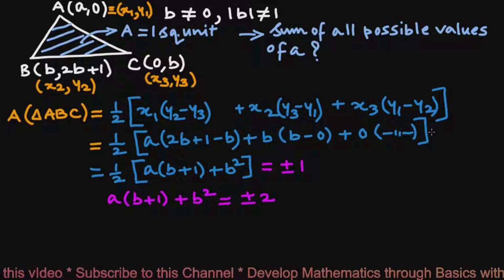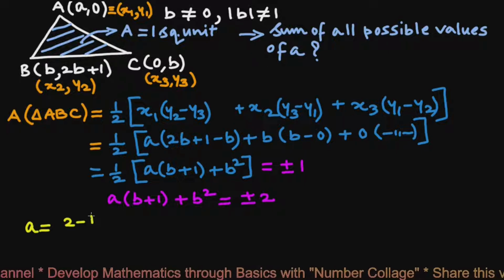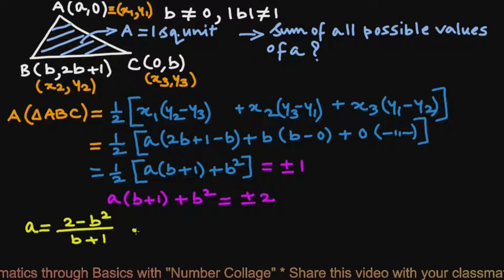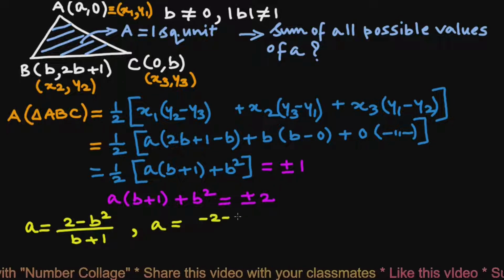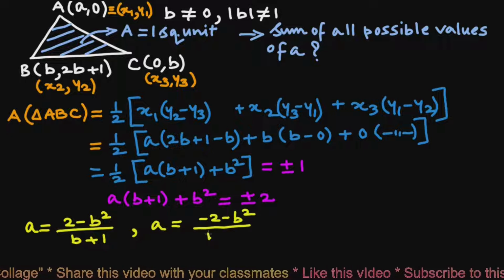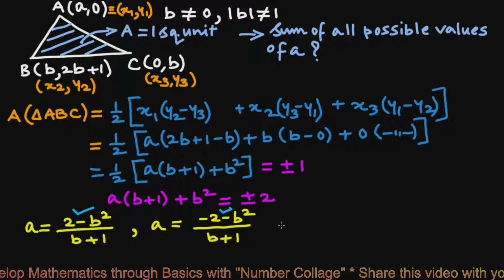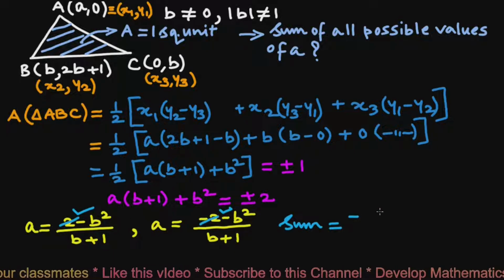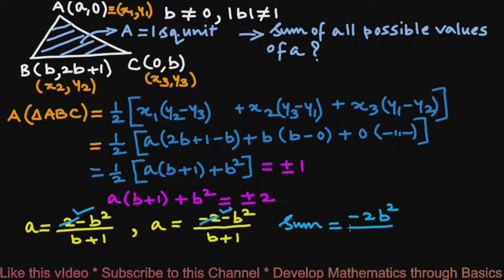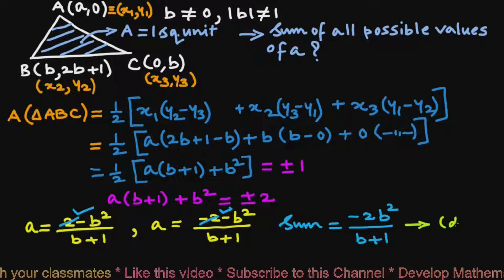So we get two values of a. The first will be 2 minus b square upon b plus 1, and the second value of a will be minus 2 minus b squared upon b plus 1. So these are the two possible values of a, the sum of which will be, this 2 cancels with this 2, minus 2b squared upon b plus 1. So the correct option is D.